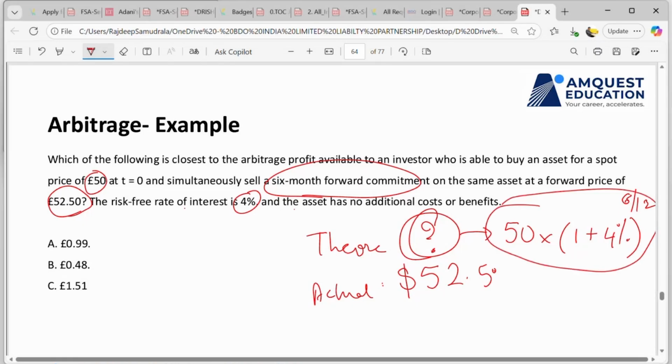So 50 into 1.04 raised to 0.5. Correct? Which is 51, around 50.9 or something. And then you find 52.5. So between this answer and this answer, I think it comes to 1.51. Check.